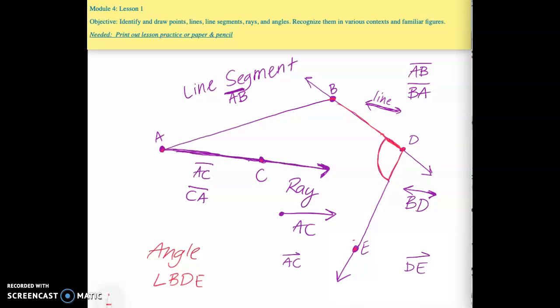All right, let's see if we can locate angle B, A, C. Notice how my middle letter tells me where the pivot or the vertex of the angle is. So BAC would be B, A, C. So that is this angle right here. All right, where is angle ABD?